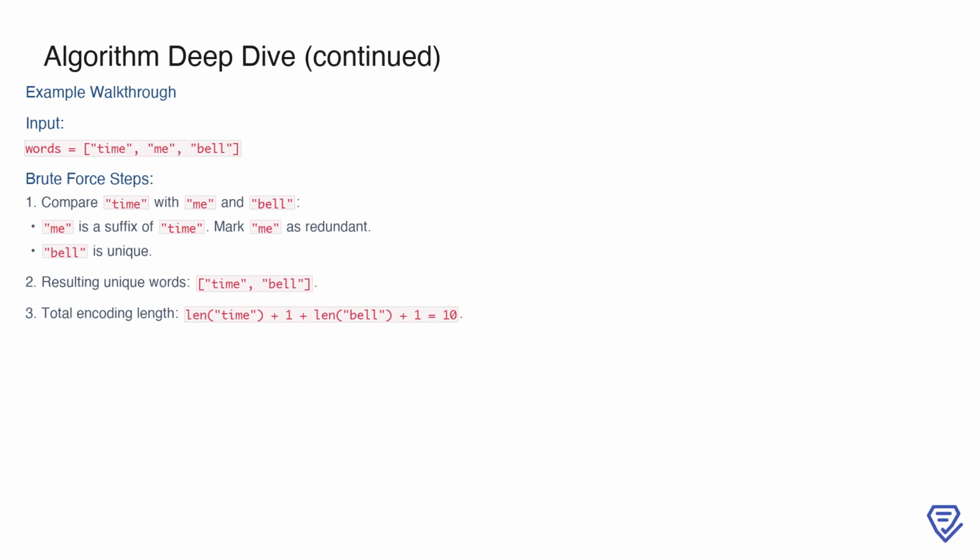Using the brute force method, we start by comparing each word with the others. We find that me is a suffix of time, so we mark me as redundant. The word bell is unique and remains in the set. Thus, the resulting unique words are time, bell. To calculate the encoding length, we sum the lengths of these words and add 1 for each hashtag character. The total encoding length is len(time) plus 1 plus len(bell) plus 1 equals 10. While this approach works, it illustrates the inefficiencies of comparing each word with every other word.